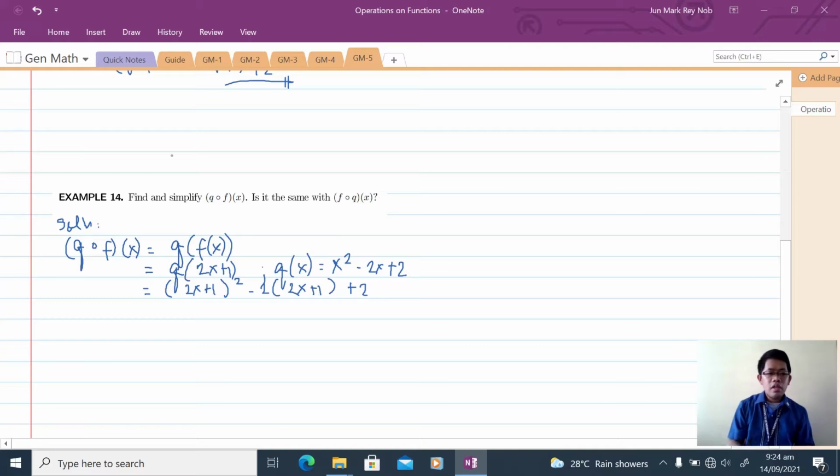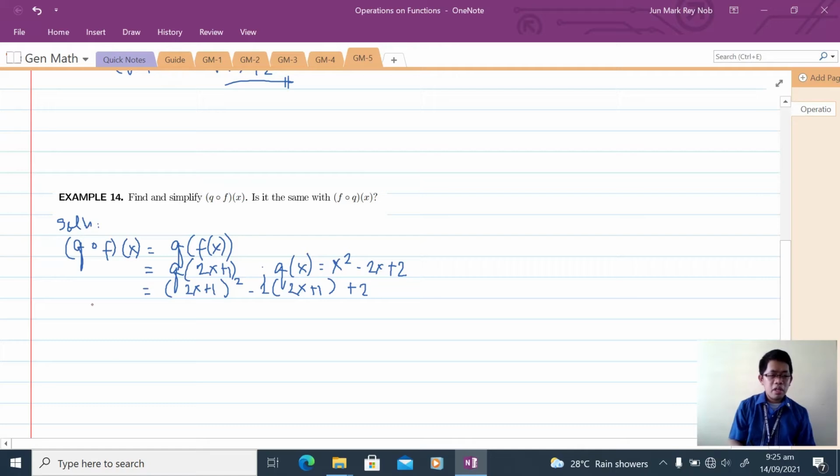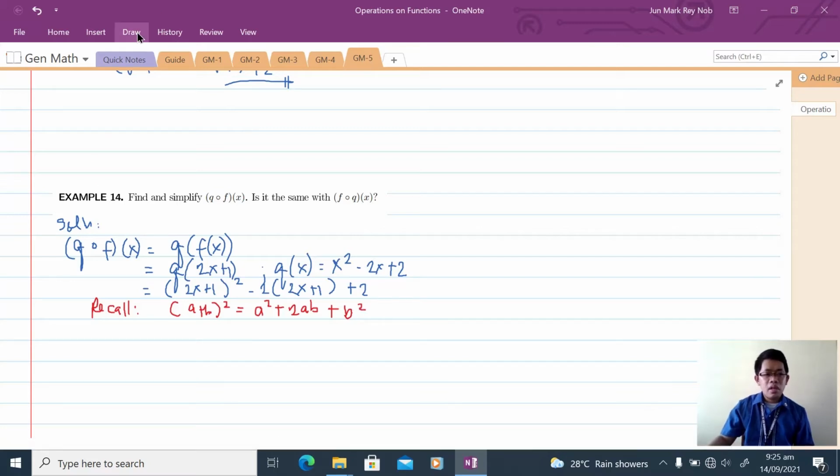Now recall that in your junior high school, the square of a binomial of the form a plus b squared is actually a trinomial whose first term is simply the square of a, a squared. The middle term is simply the product of the terms a and b, multiplied by 2, so we have 2ab. The last term is simply the square of b, b squared. Now we will be using this pattern to solve the square of 2x plus 1.